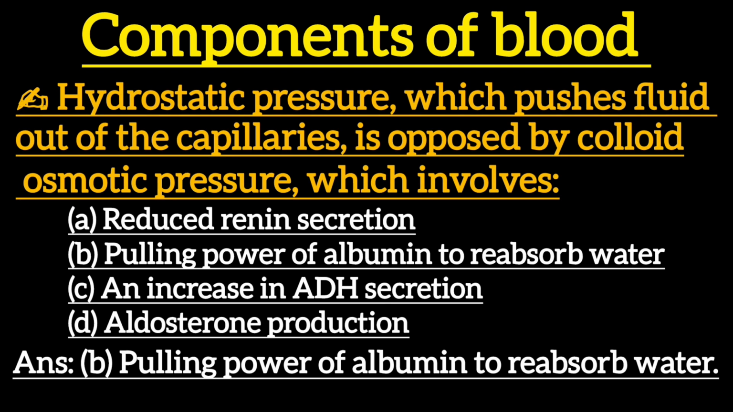Next one is hydrostatic pressure, which passes fluid out of the capillaries, is opposed by colloid osmotic pressure, which involves option A reduced renin secretion, option B pulling power of albumin to reabsorb water, option C an increase in ADH secretion, option D aldosterone production. Correct answer is option B pulling power of albumin to reabsorb water.